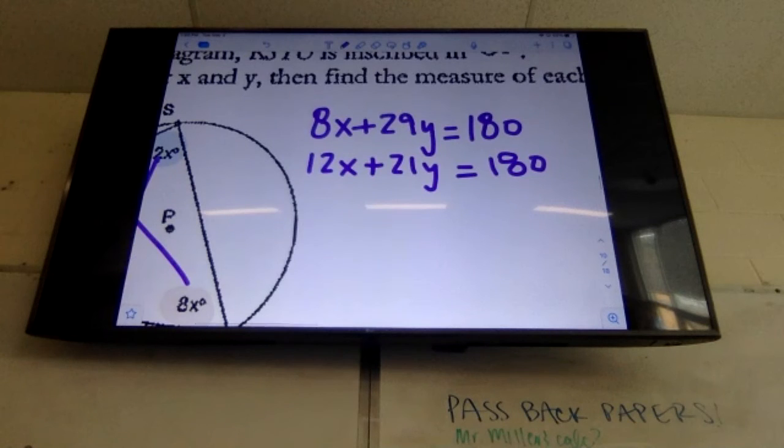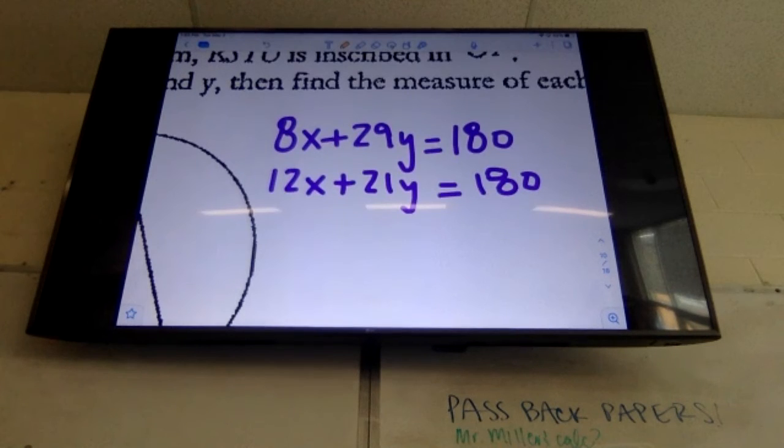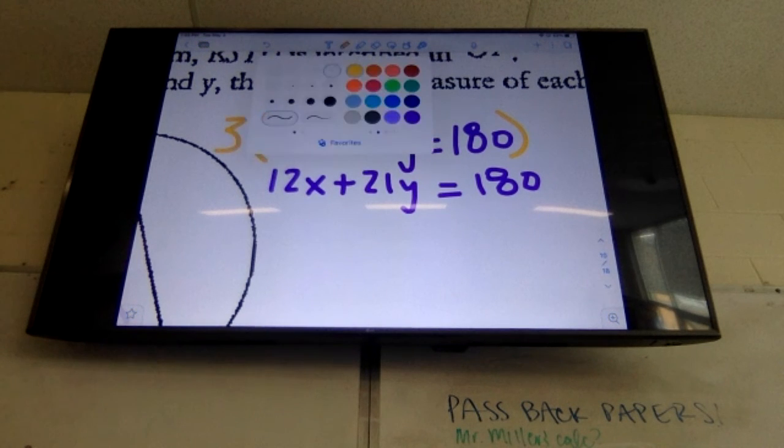Okay, now I can't solve until I cancel anything out. So I like to do elimination. So I'm going to eliminate. How should I do that? What should I do? We will have to subtract, but we're not ready to yet. Caroline? You can make them both 24. What times 8 gives you 24? Good. And what times 12 gives you 24?